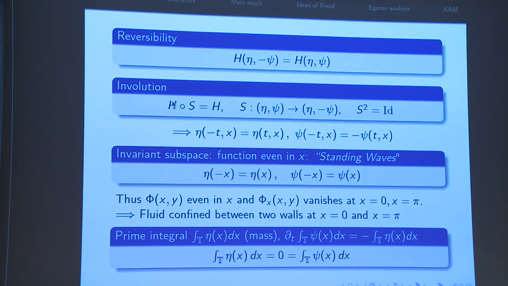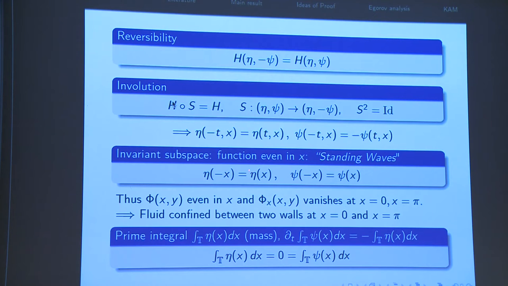And then it is natural to look for solutions which are reversible, namely that in time are even in the first component, which is the space variable, and in the velocity potential are an odd function of time. So in particular, at time t equal to zero, the velocity potential is zero, as was said yesterday.